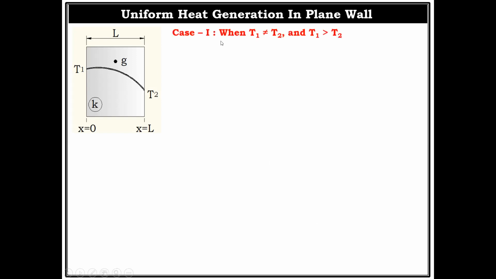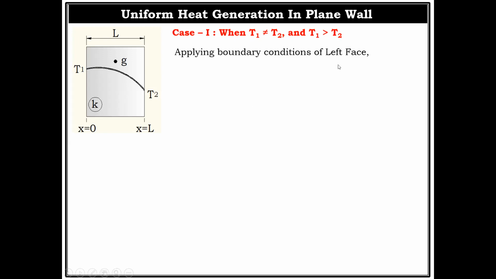Now the case 1, when T1 and T2 are not equal. It means the generation source is not exactly at the midpoint. And again we consider, if T1 and T2 are not equal, which one is higher? So we assume that T1 is higher. That means the generation source is a little bit nearer to this left face. So considering this case, when T1 and T2 are not equal and T1 is higher than T2.